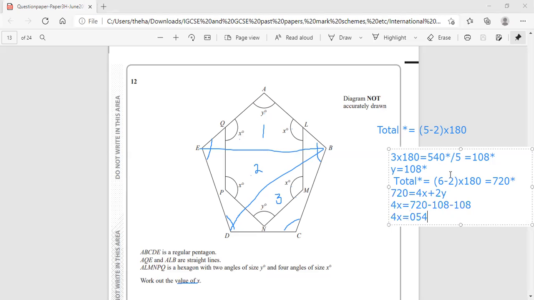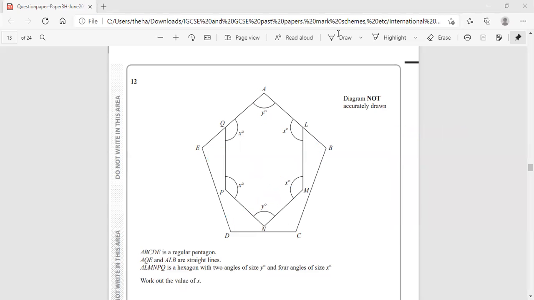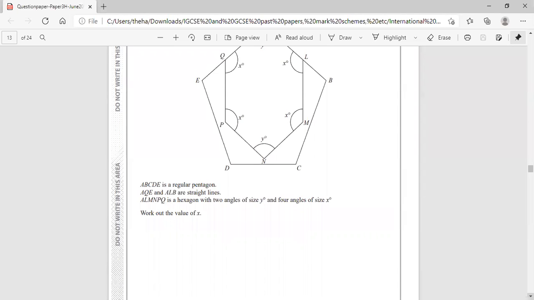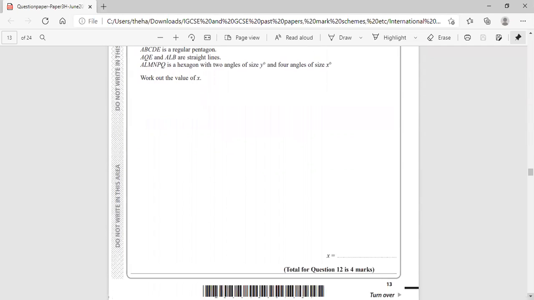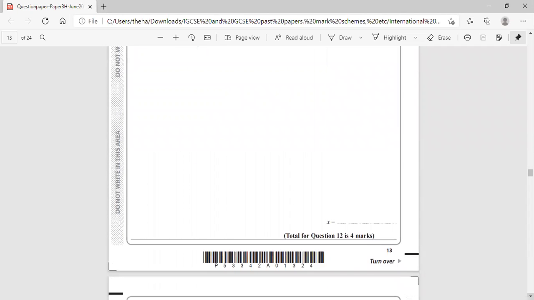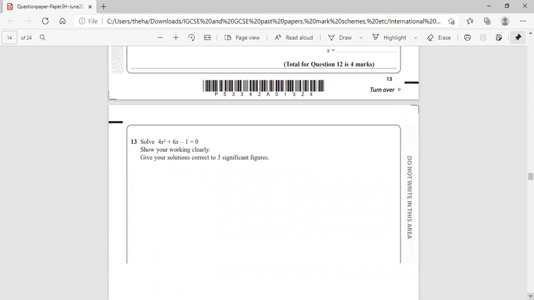504, and then x equals 504 divided by 4, which gives you 126 degrees, and that is our final answer. Well done if you've been following along. I should have pointed out that if you wanted to try any of these questions by yourself, just go ahead and pause the video and have a go. So that's another 4 marks, so we've got 8 marks so far for the second half.